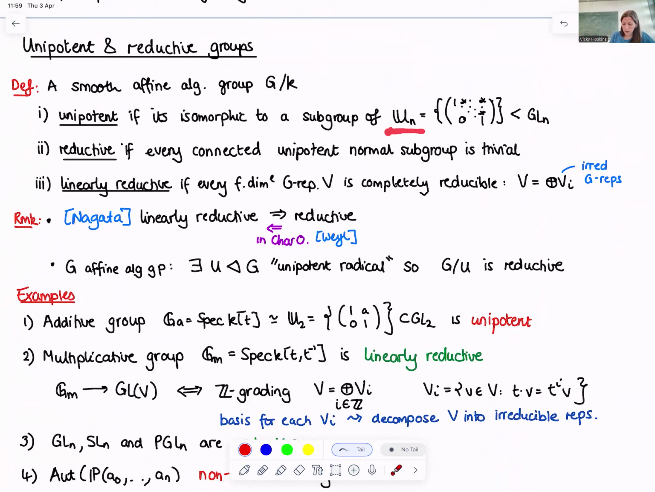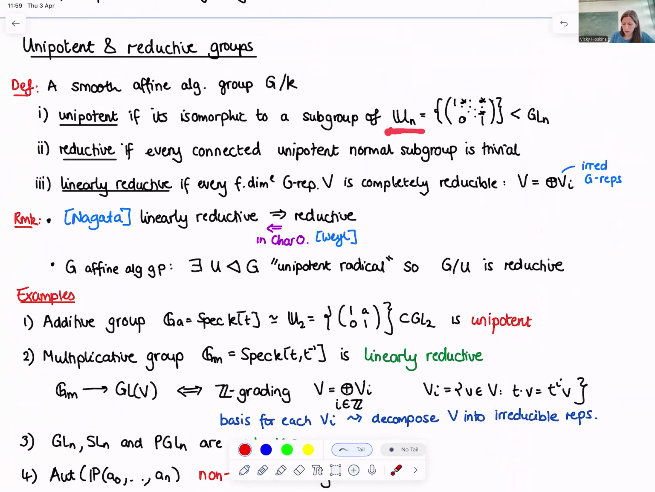So let me give you some examples. The easiest example of a unipotent group is the additive group. This is just the affine line where the group action is just addition. And you can see this as upper triangular matrices inside GL_2 where you just have an entry here. And as you multiply these, this really gives addition here.